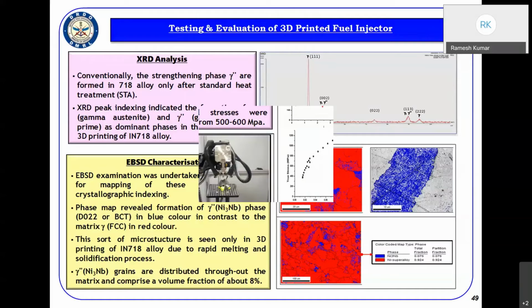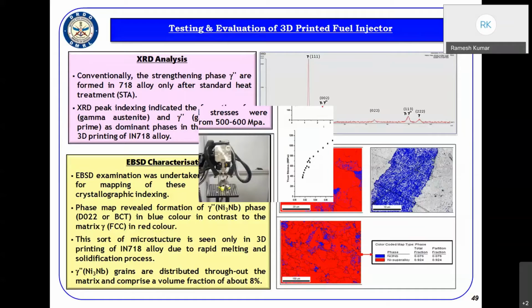Then using the IMHT, hardness of this component has also been checked at two different locations, and we have checked the UTS values, an indirect measurement of UTS values of this component, which has been tabulated here.